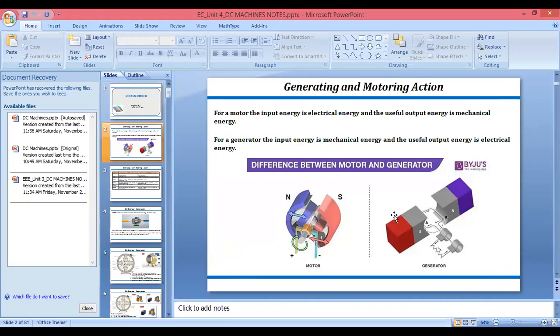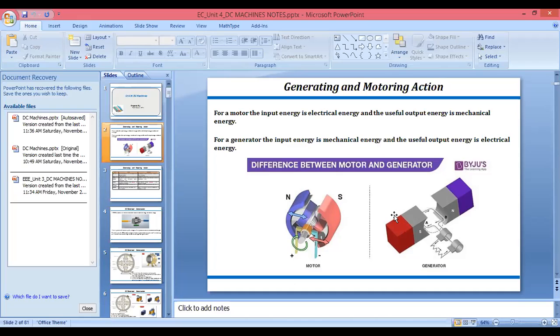DC machines are electromechanical energy converters because they can convert electrical energy into mechanical energy or vice versa. It means we can say a DC machine is an electromechanical energy converter which works from a DC source and either generates mechanical power or converts mechanical power into DC power. So a DC machine is said to be a DC generator if it is converting mechanical energy into electrical energy.